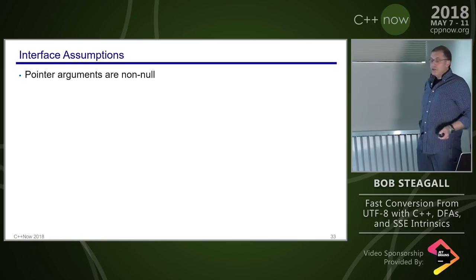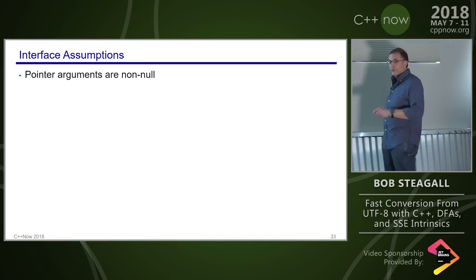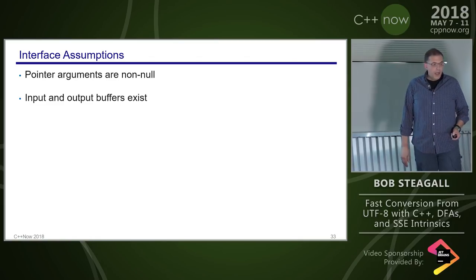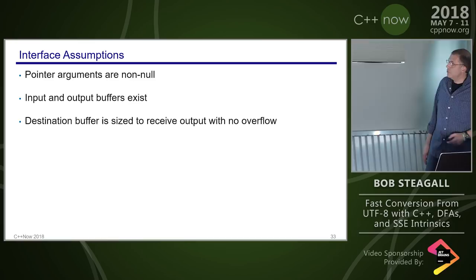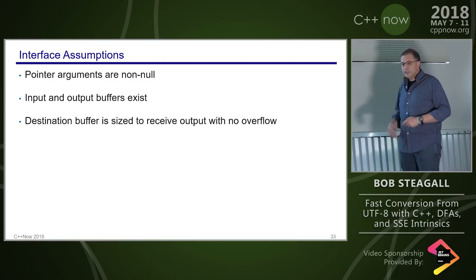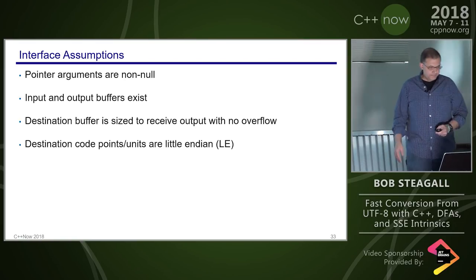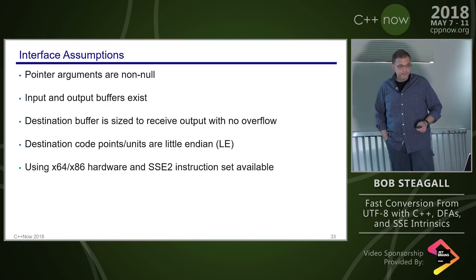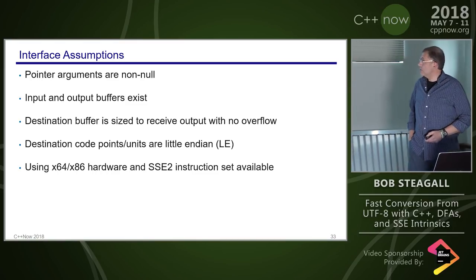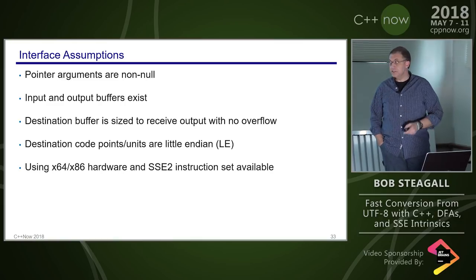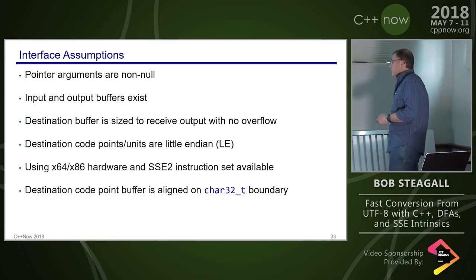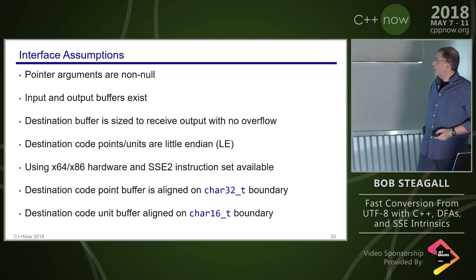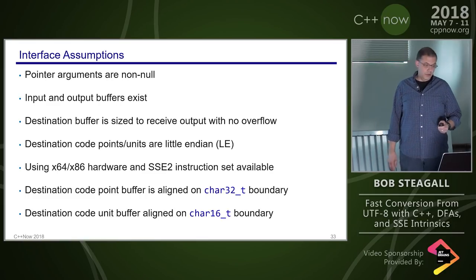So, I'm going to show you the interface, and there are some assumptions here. My pointer arguments are non-null. There's no error checking in this at all. This is to prove a point, not to write something that's production quality. I assume that my input and output buffers actually exist. I assume that my destination buffer is big enough to receive all of my output without having to check for that. I'm going to assume, because I'm working on Intel architecture, that my code points and code units are little endian. I'm going to assume that I've got x86 or x64 hardware and the SSE2 instruction set is available, SSE2 or higher. I'm going to assume when I'm decoding to UTF-32 code points that my destination array is aligned on a char32 boundary, and for transcoding to UTF-16 that my destination buffer is aligned on a char16 boundary.